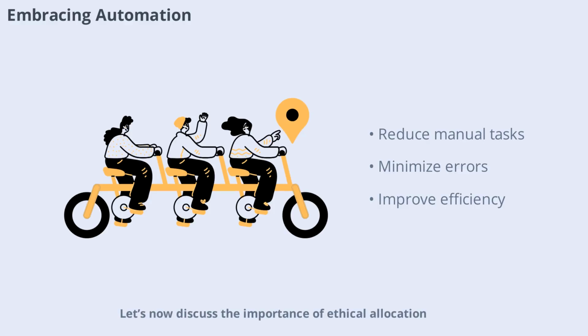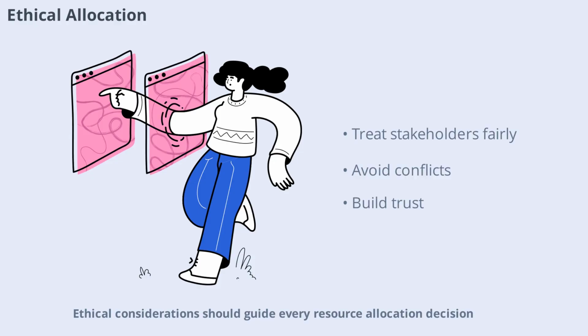Let's now discuss the importance of ethical allocation. Ethical considerations should guide every resource allocation decision. This means treating all stakeholders fairly, avoiding conflicts of interest, and adhering to legal and regulatory standards. Ethical allocation builds trust and protects your organization's reputation. By making integrity a core value, you ensure that resources are used responsibly.